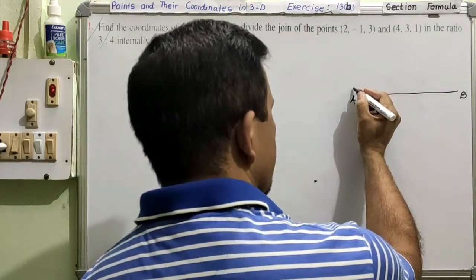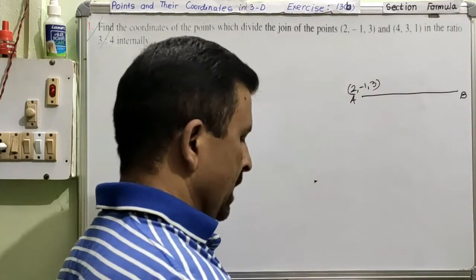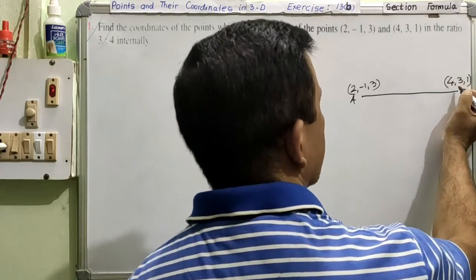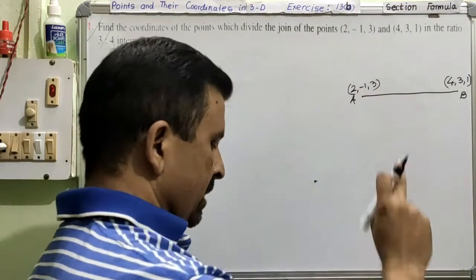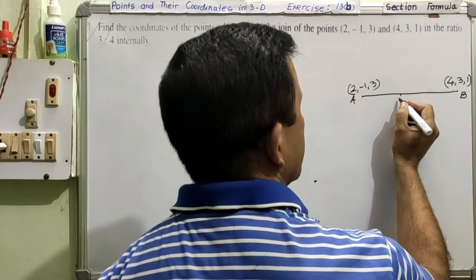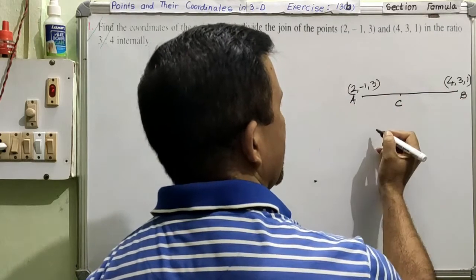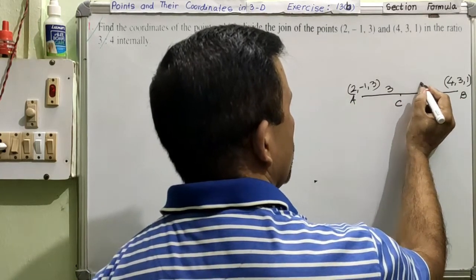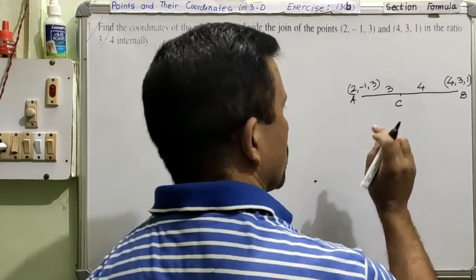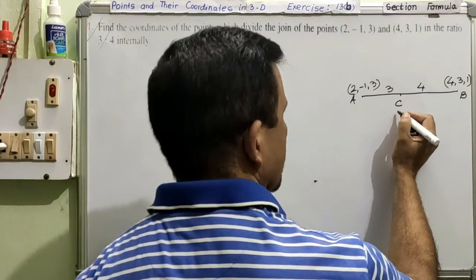Now the coordinate of point A is 2, -1 and 3. Clear? And the coordinate of B is 4, 3 and 1. Clear? Now this line is going to be divided by a third point in the ratio 3:4. So this is the point C which is dividing the join of AB in the ratio 3:4. So this is 3 part and this is 4 part. Clear? Now the question is, find the coordinate of the point. So therefore we have to calculate the coordinate of C.